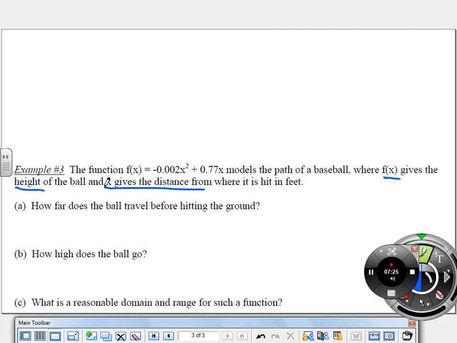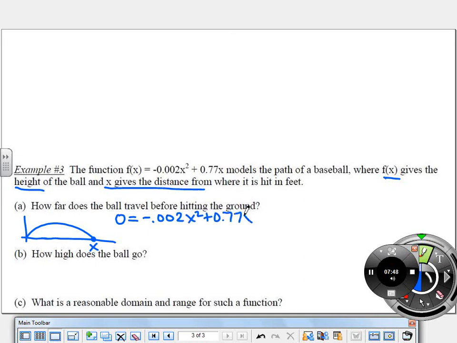So the ball is hit, right? Something happens like this, some ball is hit, and it's asking us how far does it go before it hits the ground. So it's asking us to find this x value when we know we're back at the ground, which would be a height of 0. So in our equation, I know that 0 is the f of x, or the y value, and I'm looking then to solve this equation for x.